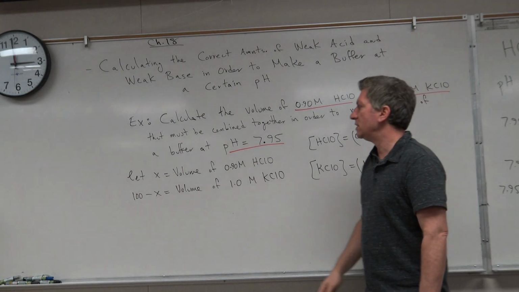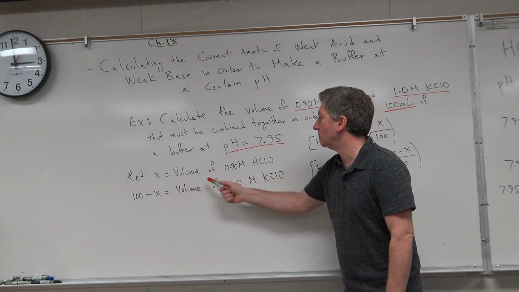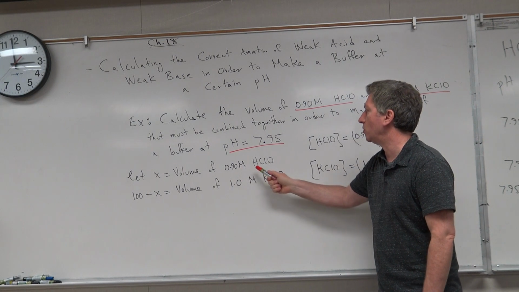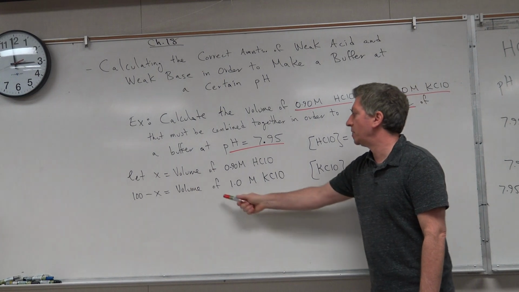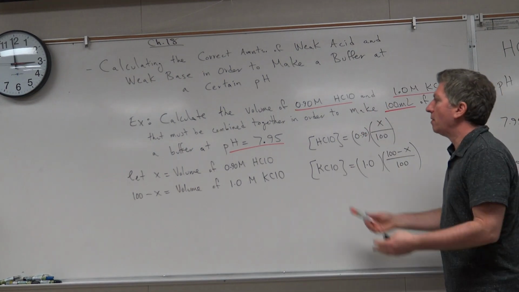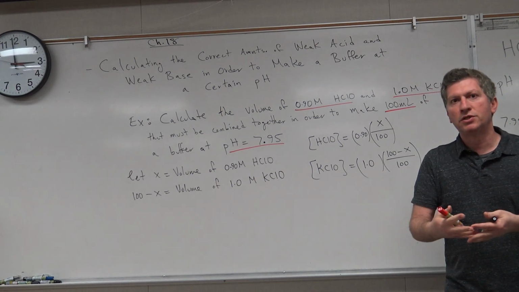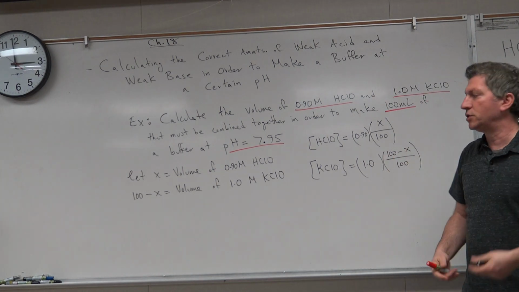Well, what you're going to do is you're going to let x equal the volume of one of them. It doesn't matter which one. So we're going to let x equal the volume of, for example, 0.9 molar hypochlorous acid. And then 100 minus x would be the volume of its conjugate base. So remember, when you mix two liquids together, they're going to dilute one another. So you have to first take dilution into account.